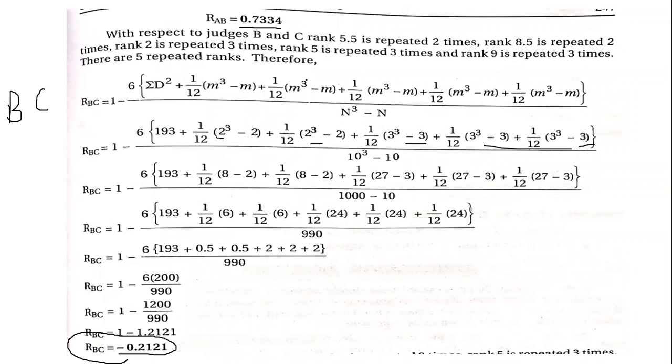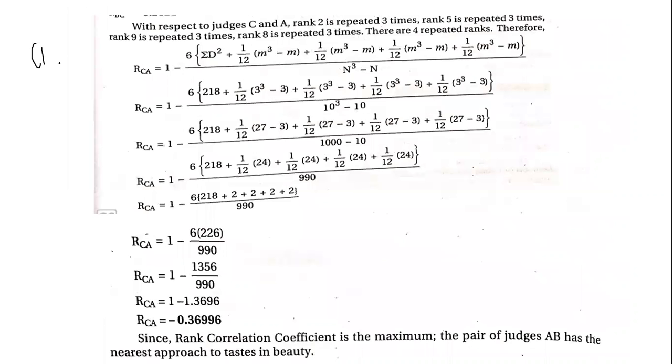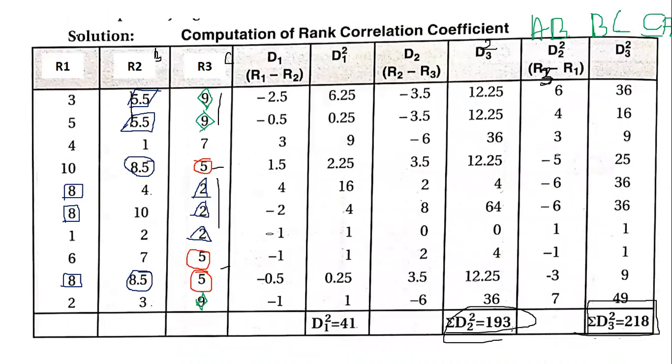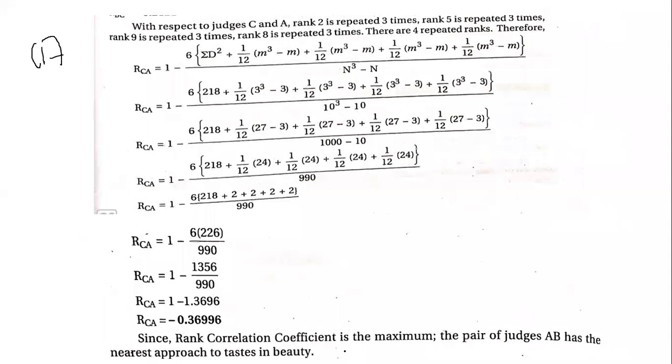Now going on to the next and last pair, that is C and A. Let us go back to the question again and check how many repetitions for C and A. For C, we have 3 repetitions: 9 three times, 5 three times, and 2 three times. When it comes to A, we have 8 repeated 3 times, so 1 repetition. So totally 4 repeated numbers are there. Let us solve for 4 repeated numbers.